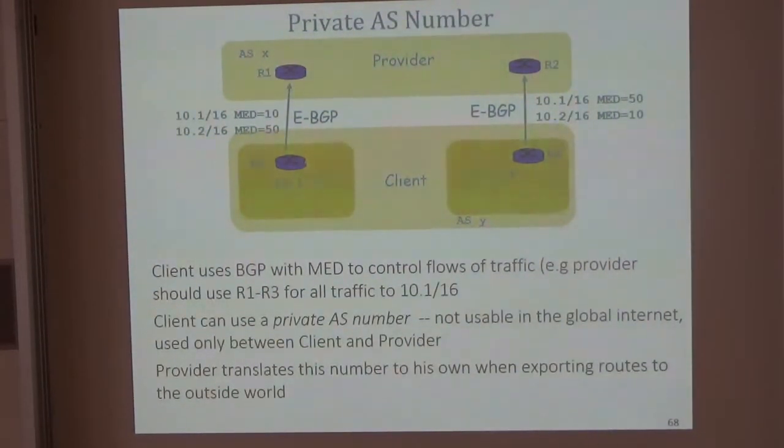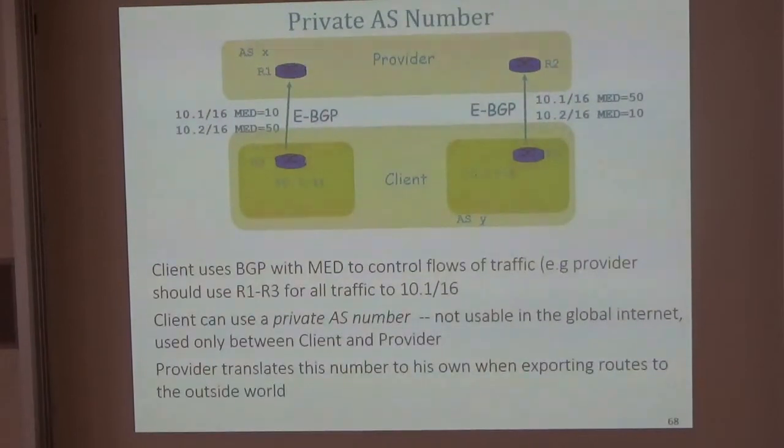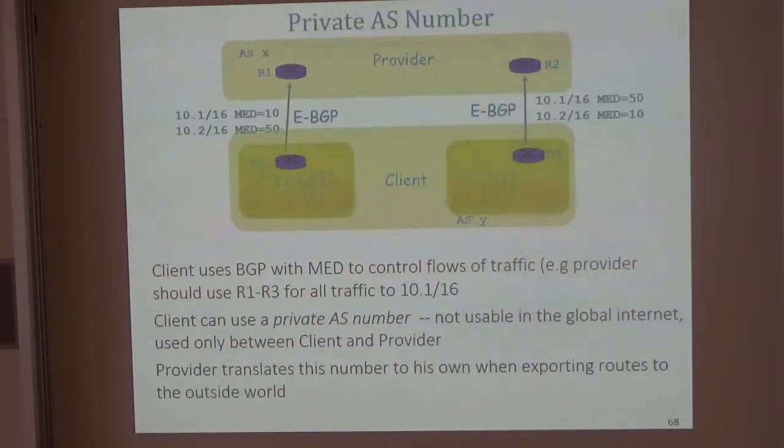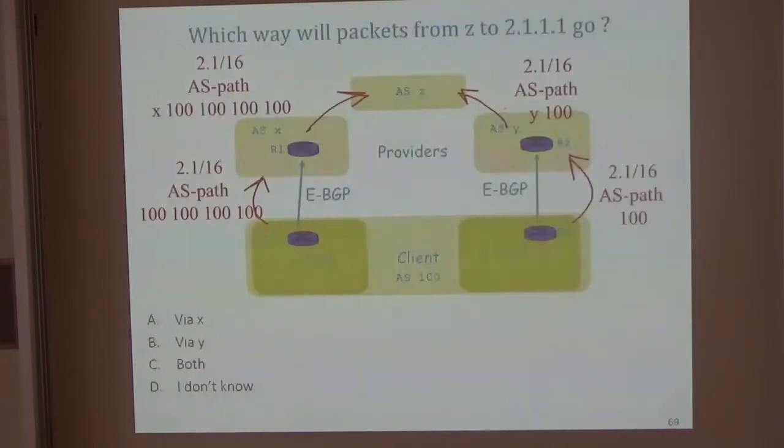So you agree with switch what is your private number, and you use BGP between the provider and the client as you would do if you would have a normal AS number. But it's a bit like NATing at the IP layer. The provider will replace your private AS number by its own AS number for the rest of the world, so by translating it. So for the rest of the world, this client is invisible. So that's one use of private AS numbers.